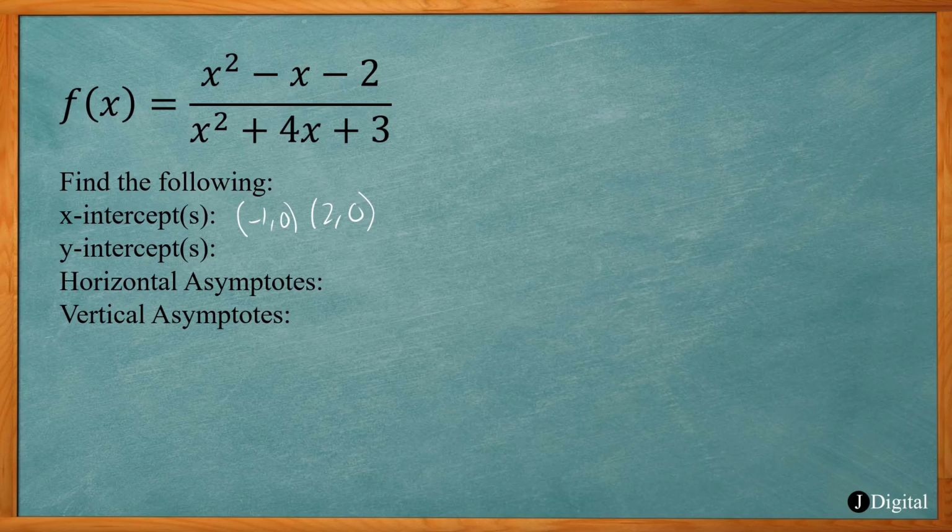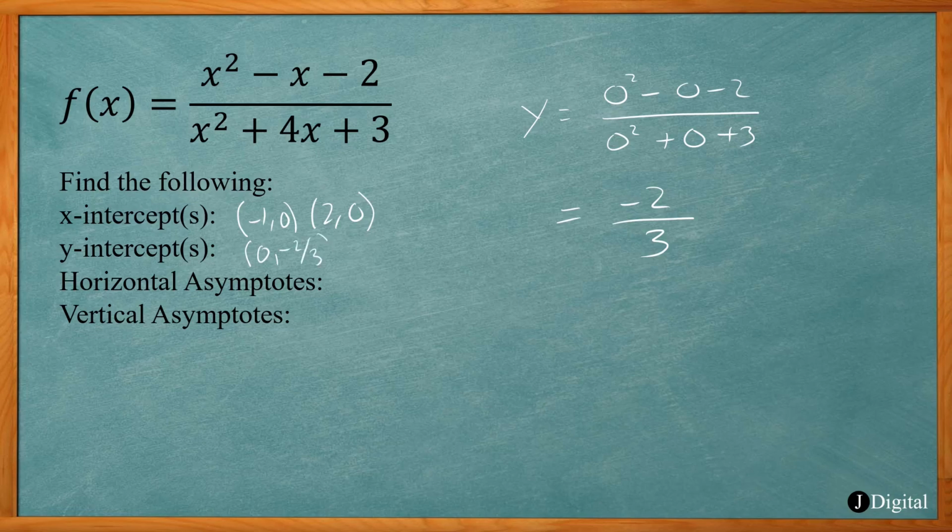And then for our y-intercept, we plug in 0 for x. So we get 0 squared minus 0 minus 2 over 0 plus 0 plus 3. So basically 0 minus 2 is -2. 0 plus 0 plus 3 is 3. So we get -2/3. So our y-intercept is going to be at 0, -2/3.